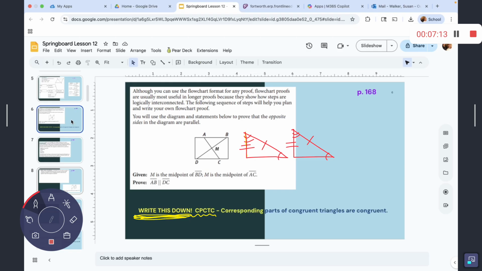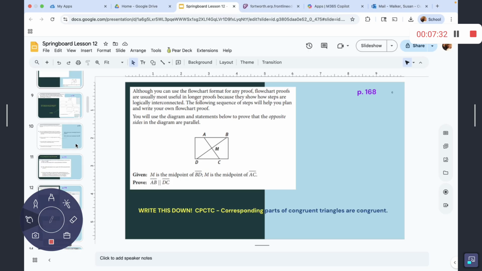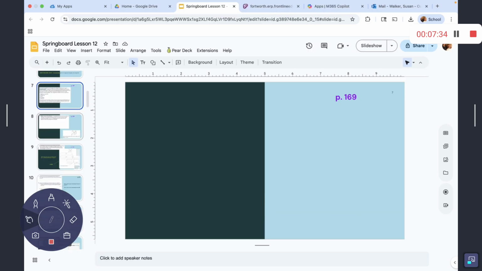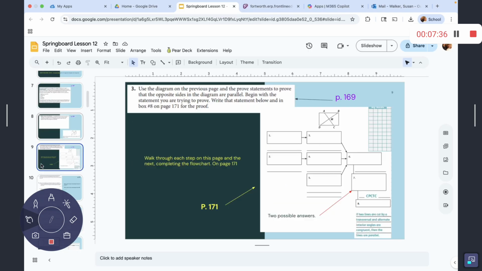So once you prove congruency, or if you are given that the triangles are congruent, then you can say CPCTC, corresponding parts of congruent triangles are congruent. You will need it. I've included that as part of the proof for later, okay? Since you haven't done this by yourself before.